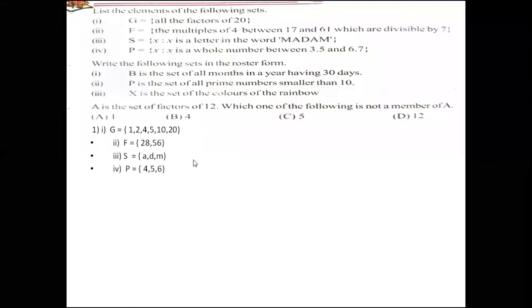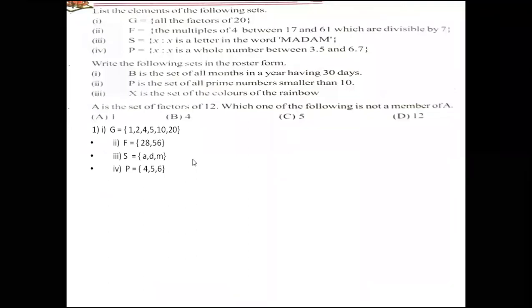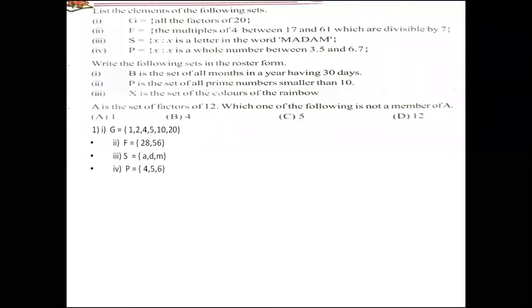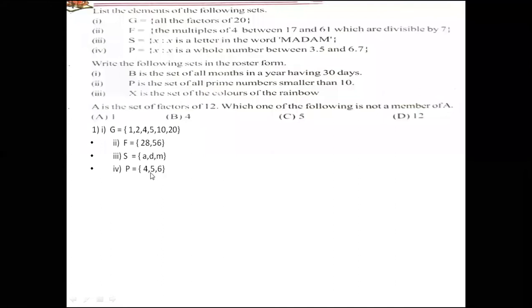Okay, next the question is P is equal to x such that x is a whole number between 3.5 and 6.7. Means we have to write the whole numbers which are there between 3.5 and 6.7. So the whole numbers between 3.5 and 6.7 are nothing but 4, 5 and 6.